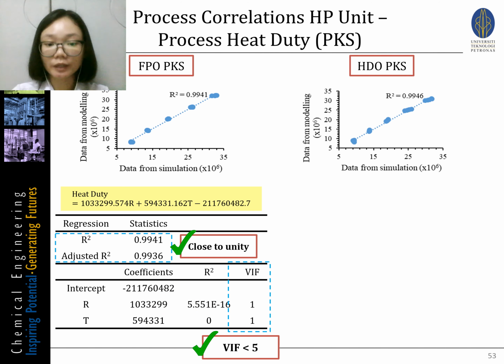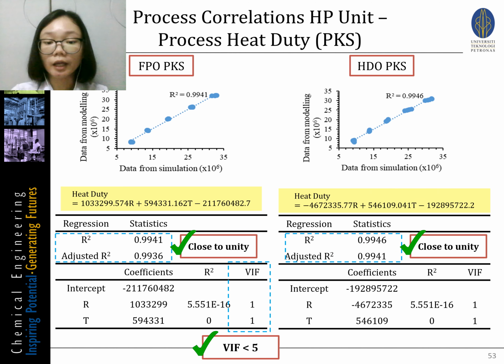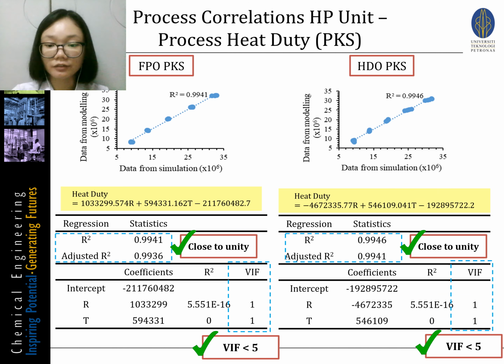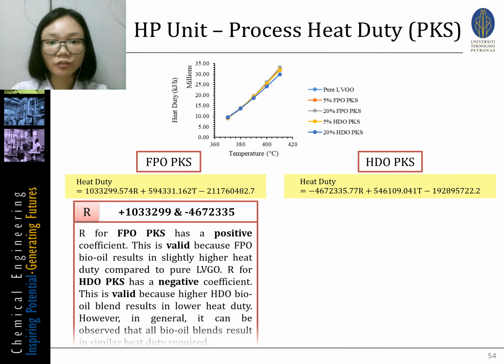And for H2O-PKS, here is the result from the surrogate model development, and this is the final form of my equation, which also consists of R and T variables. The R-squared and adjusted R-squared are close to unity, and the VIF is also less than 5. In terms of process analysis, based on these two equations, R for FPO-PKS has a positive coefficient, but H2O-PKS has a negative R.